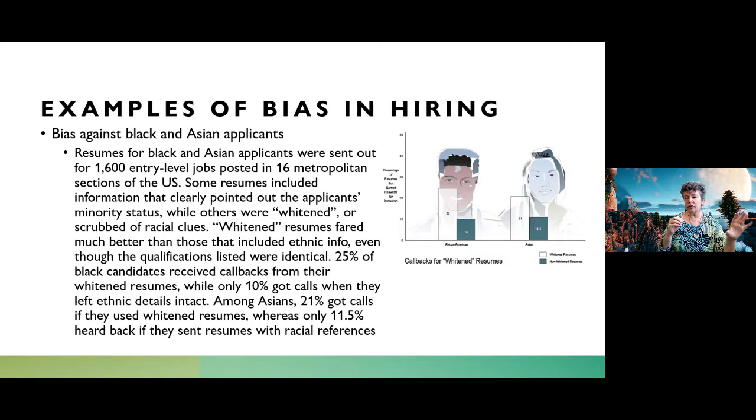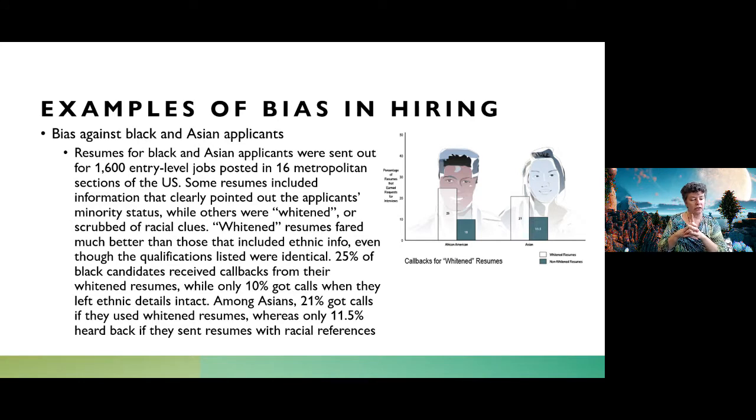So they took these resumes and they had the original version with that kind of detail, and then they whitened the resume. So instead of saying I was the president of NSBE, it said I was the president of my professional engineering organization. And instead of saying I attended the Black graduation, it would say I participated in special graduation ceremonies in addition to the regular, right? And I hate this term that they whitened them, but that's the terminology the researcher used. So the whitened versions of the resumes fared much better than those that included the ethnic info.